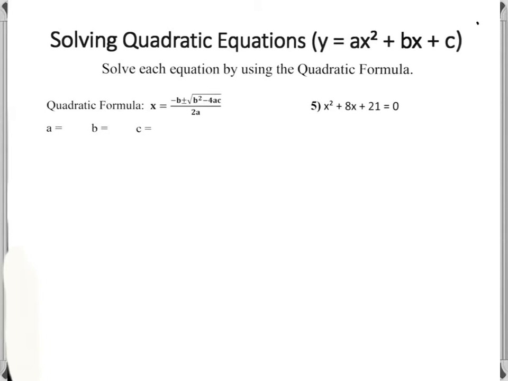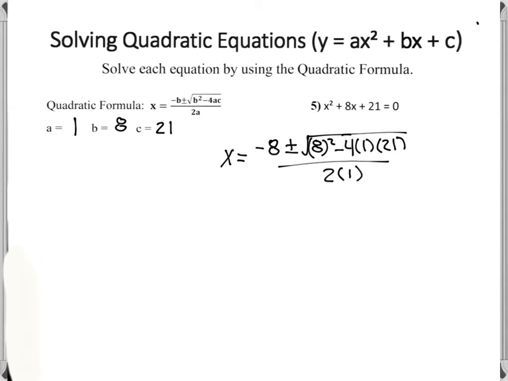Question 5, we have x squared plus 8x plus 21. This one's set up for us. We've got our a value is 1, b is 8, and c is 21. So we're going to plug in to the quadratic formula and see what we get. X equals negative 8 plus or minus the square root of 8 squared minus 4 times 1 times 21, all over 2 times 1. And so we start to simplify.